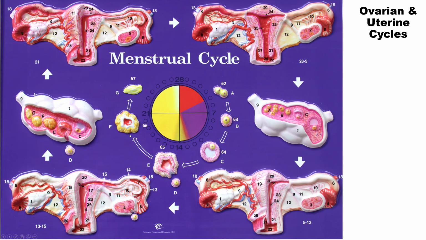So 66 is corpus luteum. This is now corpus luteum 2. And the corpus luteum is important because it secretes what? Progesterone, which maintains that uterine lining. Eventually, that corpus luteum 66 is going to break down and become this white body. What's another name for that white body? Corpus albicans. It no longer secretes progesterone.